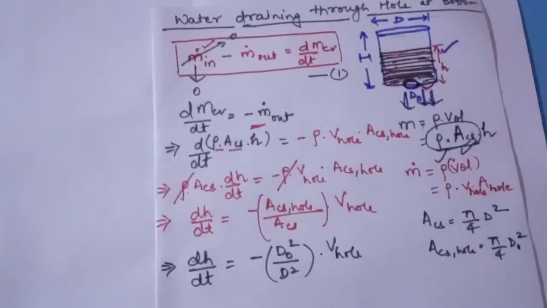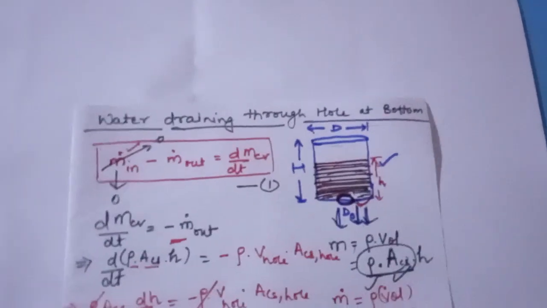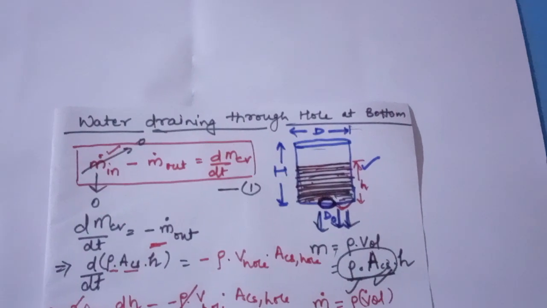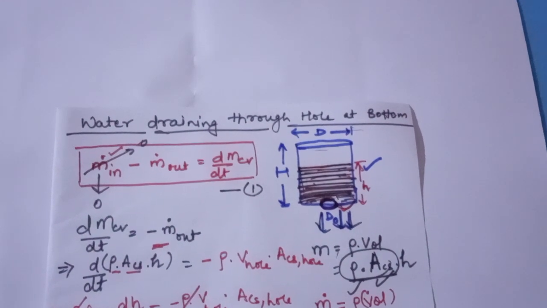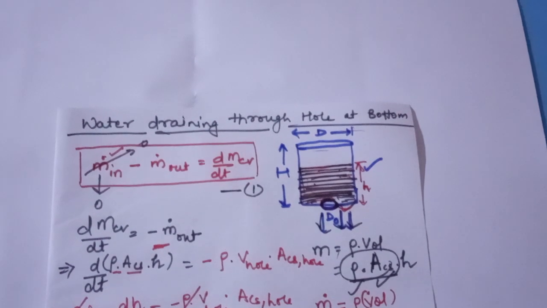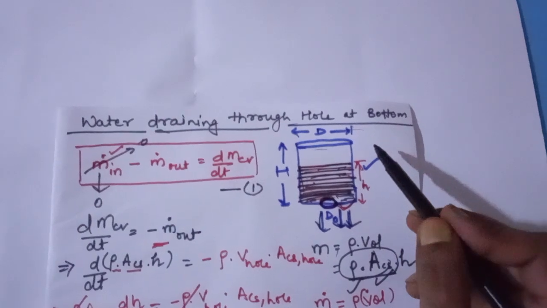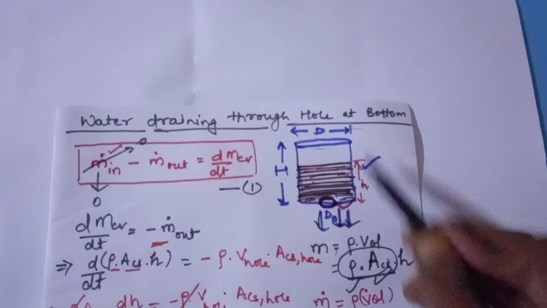Now we have to find the velocity at hole. So we will apply the Bernoulli equation. Suppose the system is such that we can apply the Bernoulli equation, that is, steady, incompressible and irrotational flow, and the frictional effects are negligible. Now the question arises about the points between which we will apply the Bernoulli equation.